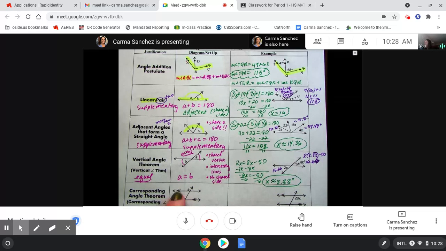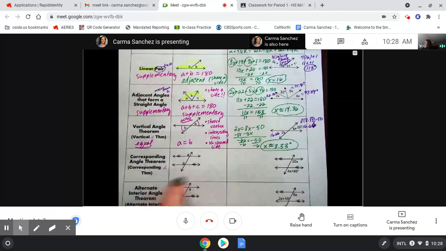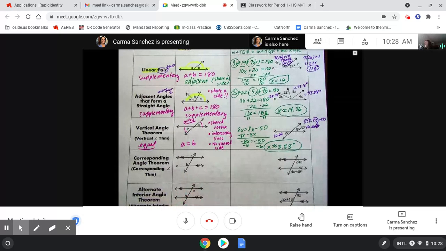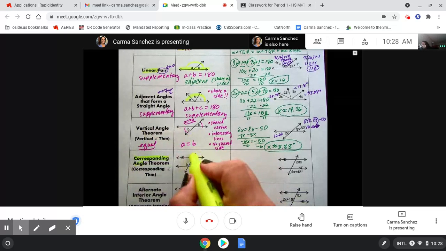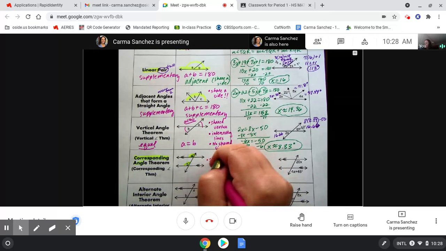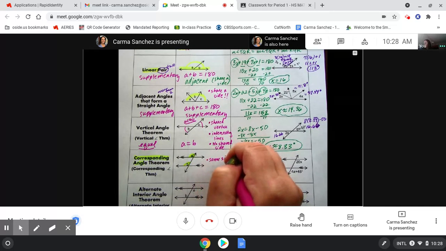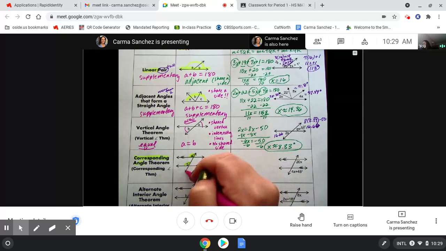All right, these were technically a review from the last section, with just, I wanted to show you an example to solve. Now come the new ones. These are the new ones for this new section. So corresponding angles are when A is equal to B. So let's put a couple of notes here. These are on the same side of the transversal. What's a transversal, Ms. Sanchez? This line.